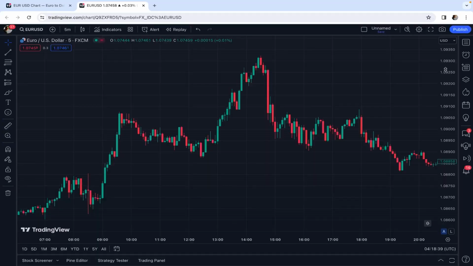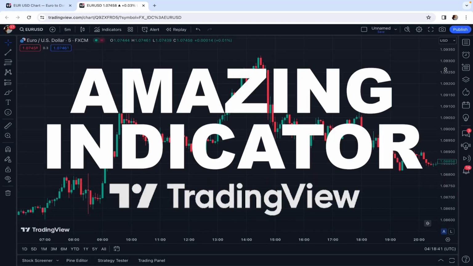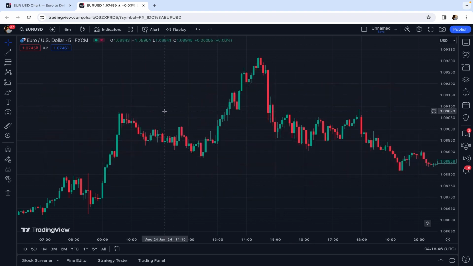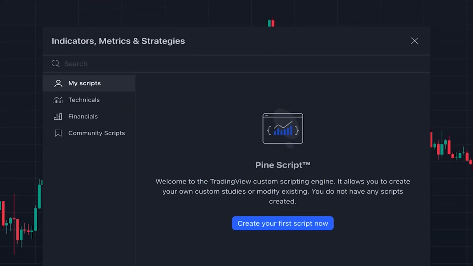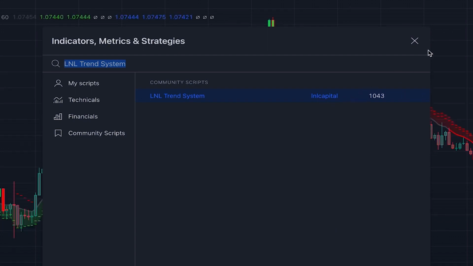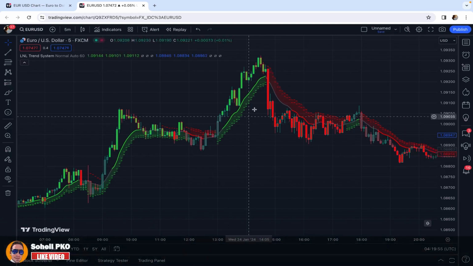In today's video, I want to introduce an amazing indicator on TradingView that's specifically designed for scalping and day trading. To add this wonderful indicator to our chart, here we click on indicators and we search LNL trend system. This one, which is written by LNL Capital. Alright, this is the indicator, and as you can see, it is overlaid on the price chart.